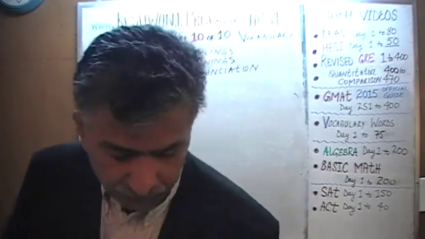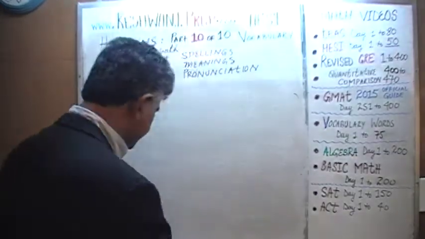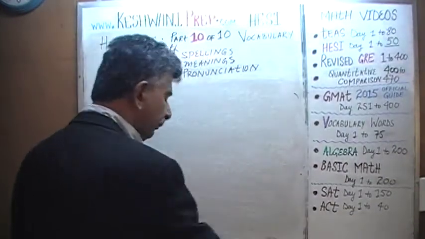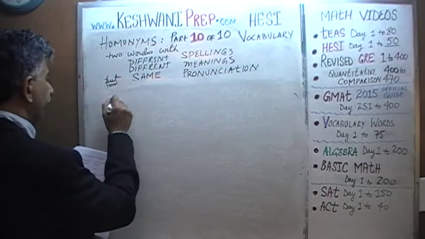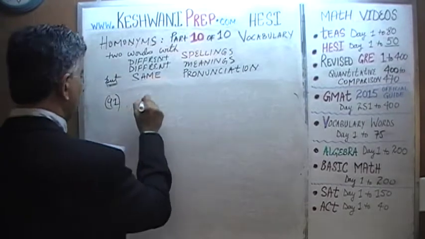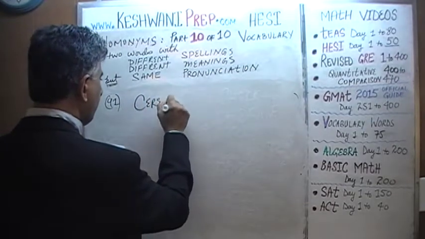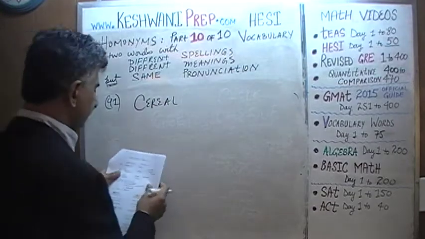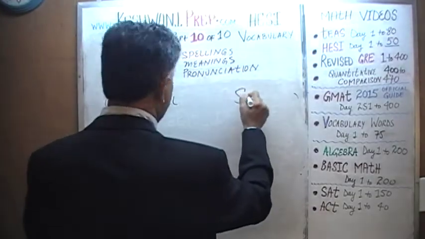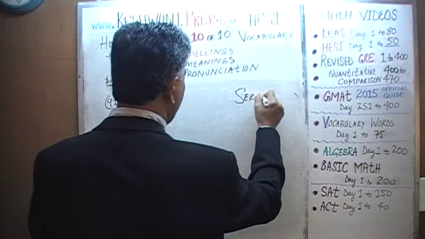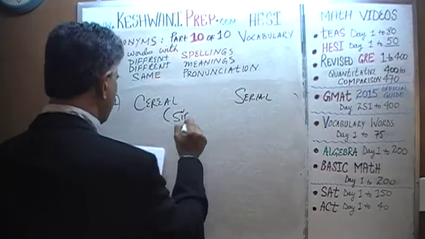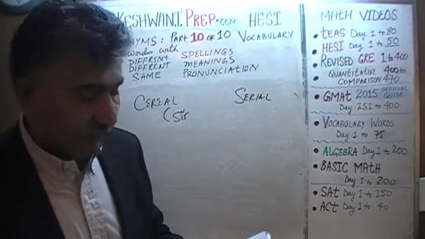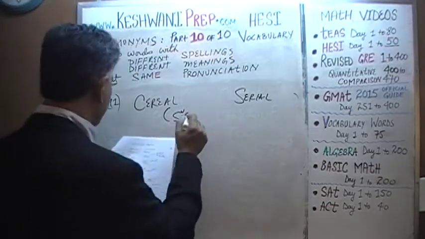Let's begin. We'll pick up from number 91. Yesterday, in part 9, we stopped at number 90, so we're going to pick up with 91. And the word is cereal. This cereal and this cereal, S-E-I-R-A. And they are both pronounced in the same manner, obviously. That's why they are homonyms.